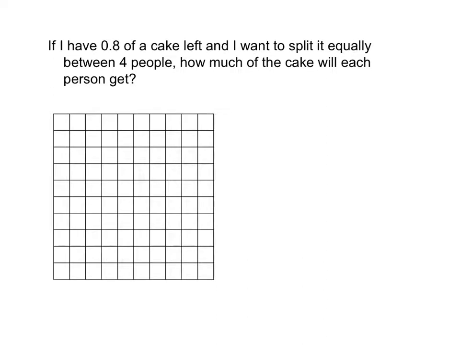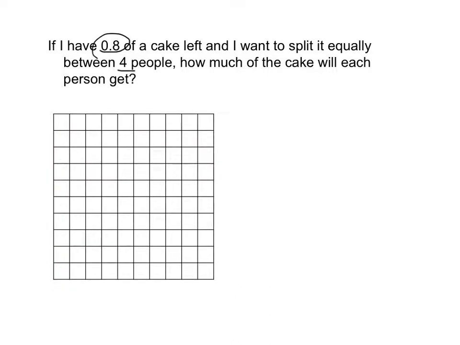Let's look at a real world example to kind of start us out. So if I have 8/10 of a cake left and I want to split it equally between 4 people, I want to know how much of the cake each person would get. So once again, we're looking at our 100s chart or grid. So each square is worth 1/10, which means each square is worth 1/100th, which means each long is worth 1/10.